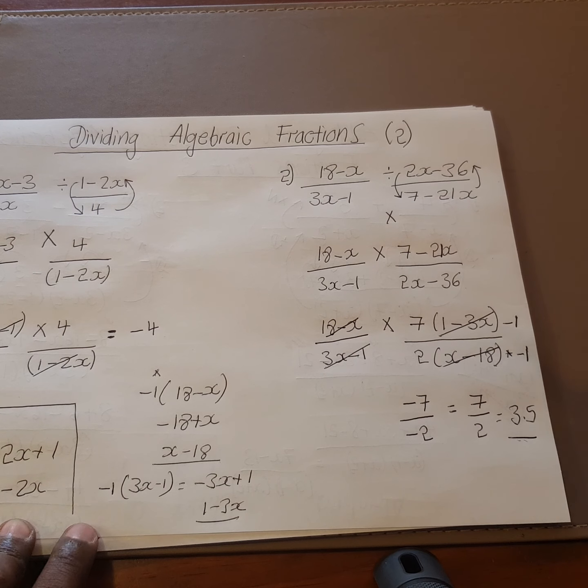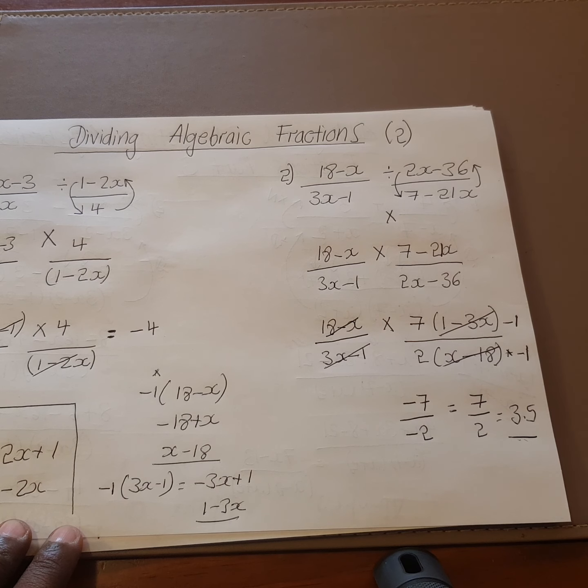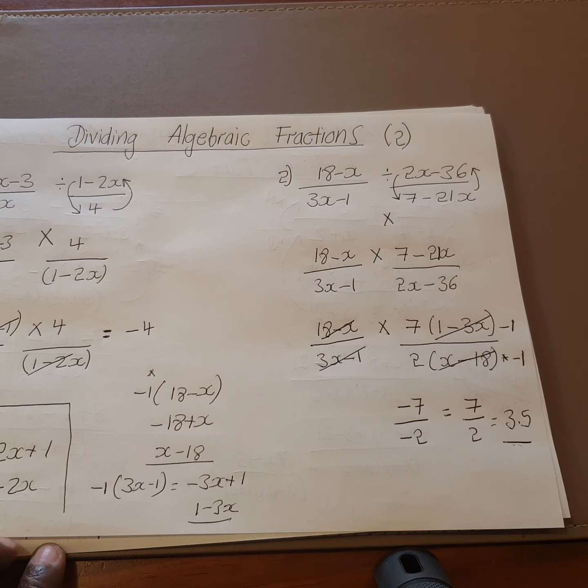Again, -1. So what did I do? I canceled and put a -1, telling you that that's what it simplifies to. Cancel that and put -1, and then you multiply. 7 times -1 is -7. 2 times -1 is -2. 7 over 2 becomes 3.5.